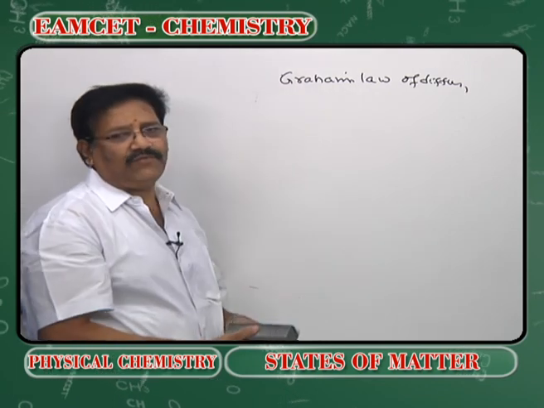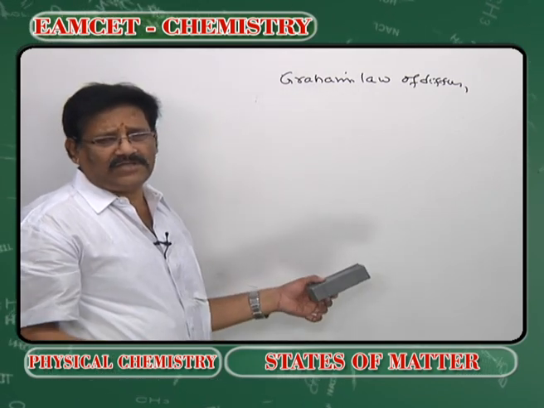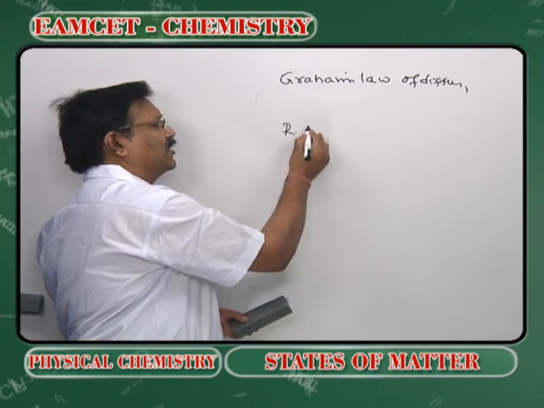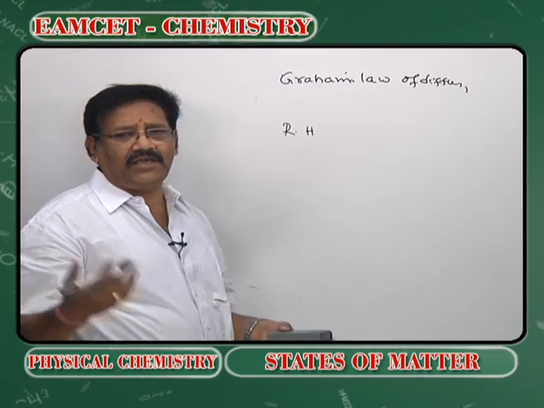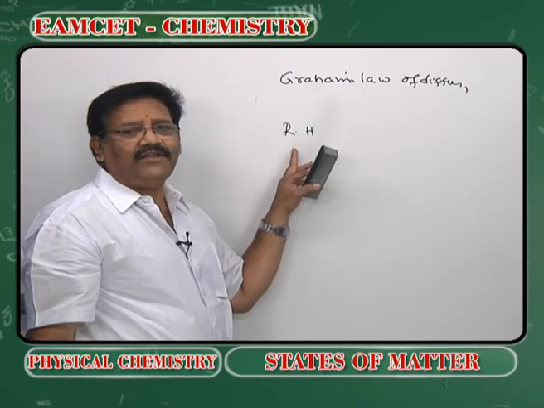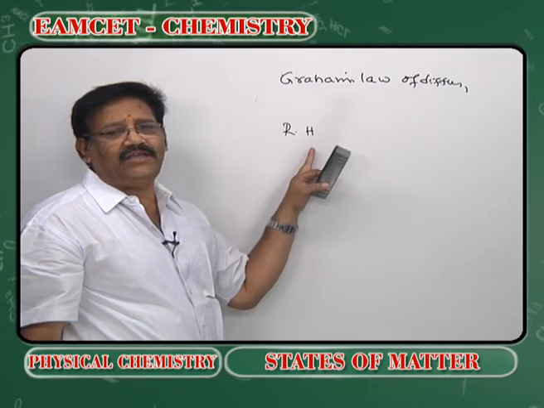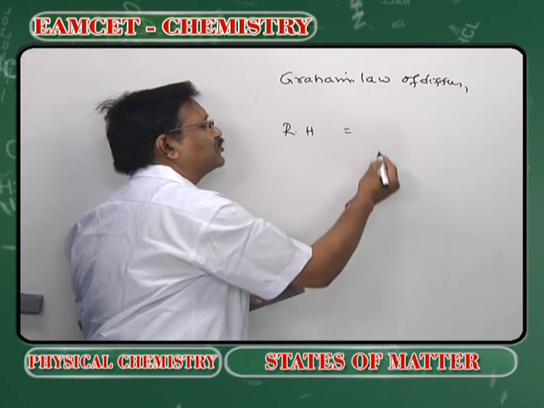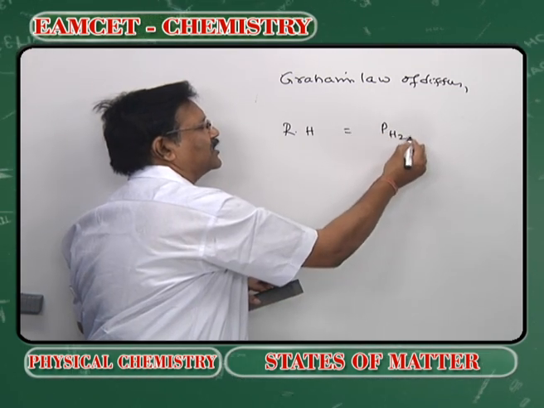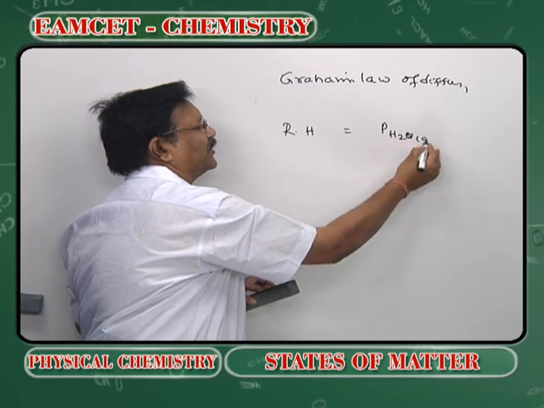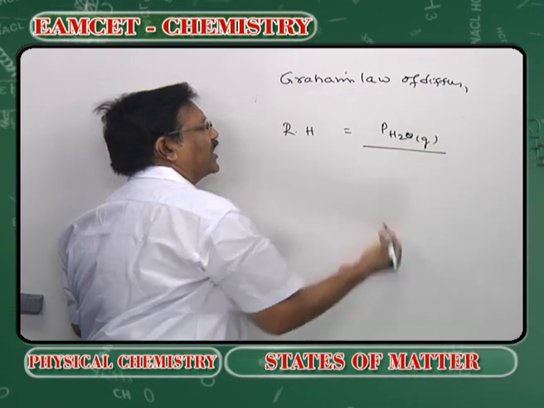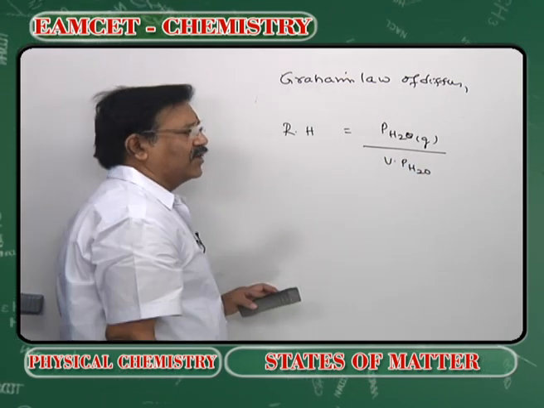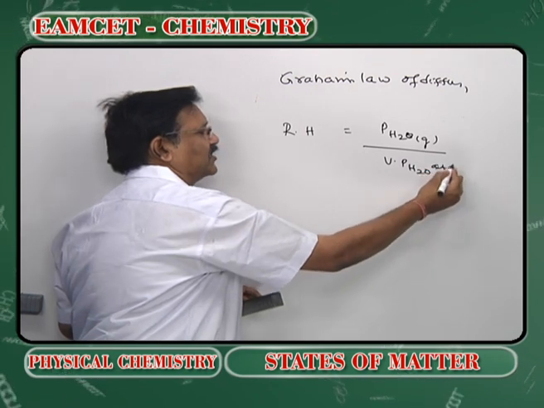We can use Dalton's law of partial pressures to calculate the relative humidity in the air. What is the mathematical relation to find the relative humidity present in the atmosphere? Partial pressure due to the water vapor in the mixture of air divided by vapor pressure of the water vapor at the same temperature.